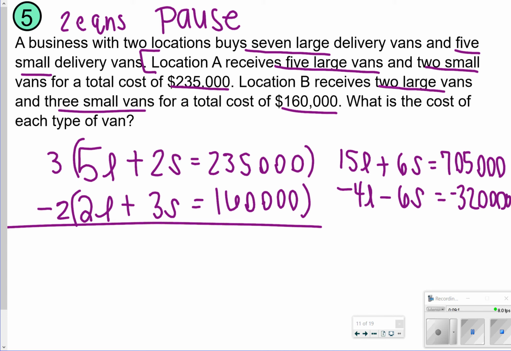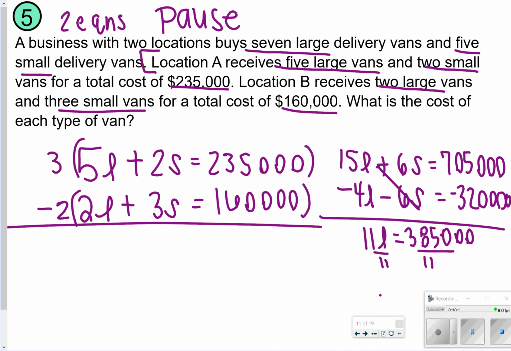Okay, so now I can eliminate my S's. I would get 15L minus 4L, which is 11 large, and that's equal to 385 after I subtract 705 and 320. And then divide both sides by 11. L is equal to $35,000.